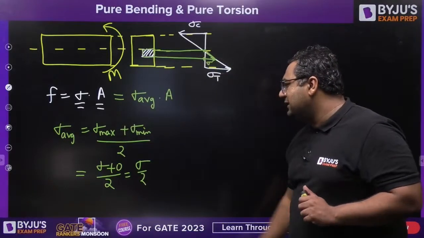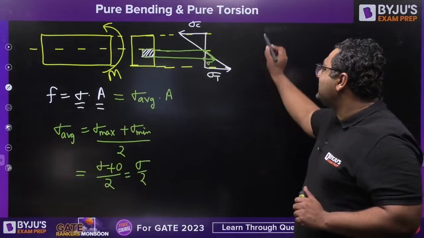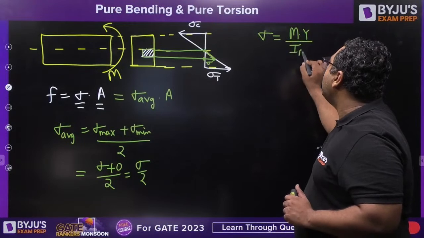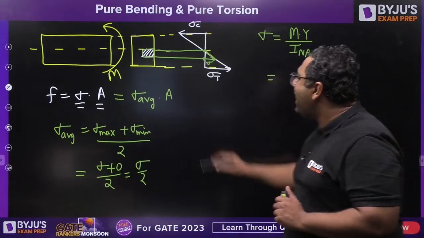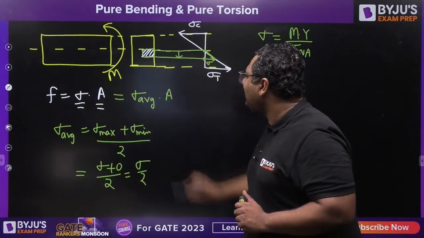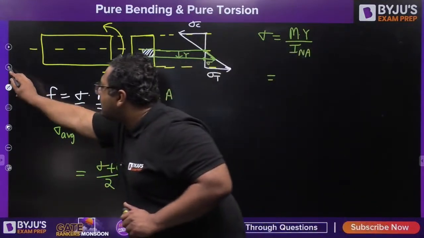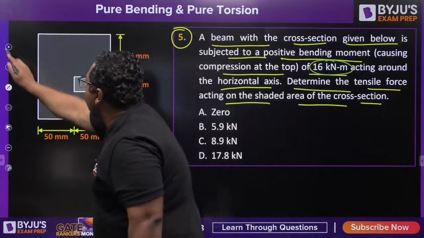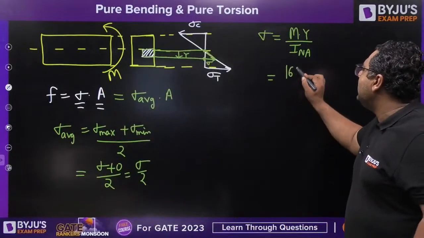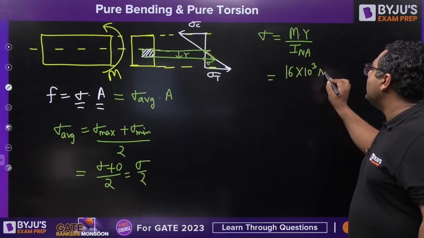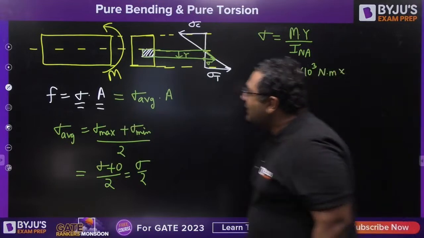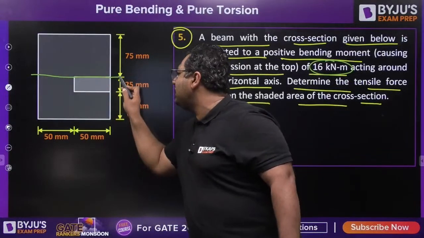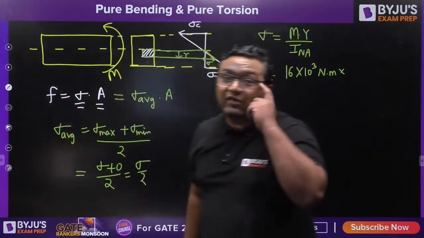Okay. So my dear, if you see this, this is sigma by 2. Now, what is sigma? You know, sigma can be found out as M into y divided by I_NA. You know that y is the distance from the neutral fiber. This is going to be the y. Let us see what bending moment is applied. The bending moment applied is 16 kilonewton meter. So I will put the value here, that is 16 into 10 to the power 3 Newton meter. You can see the fiber distance from the neutral fiber is given as 25 mm. So y is going to be 25 mm, my dear.